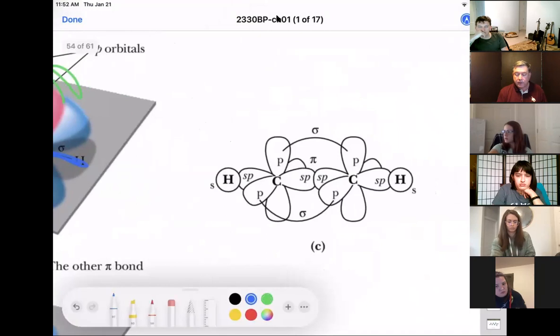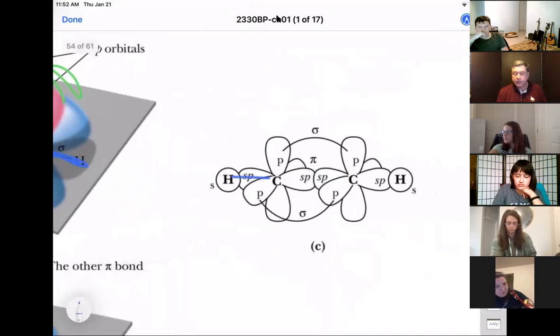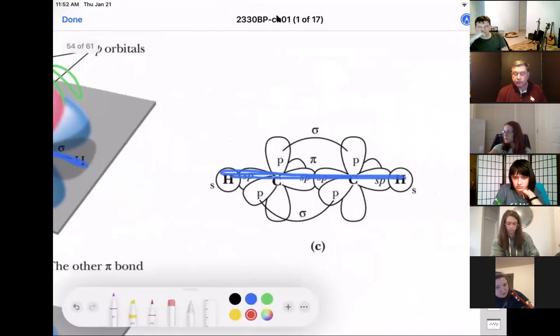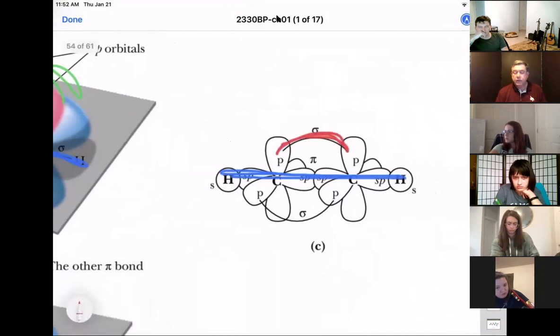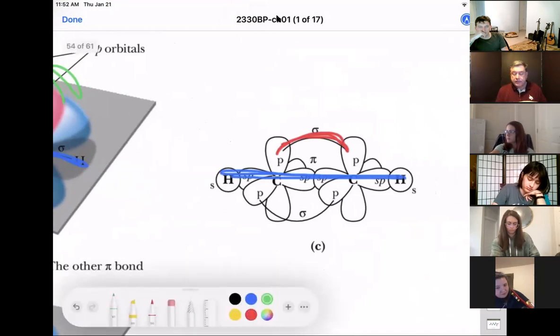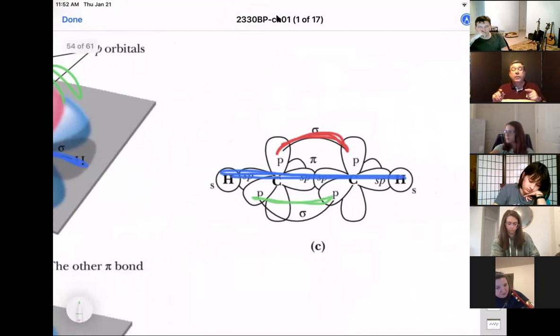Again, we have our sigma bonds with our hybridized orbitals going through the middle here. And we create our first pi bond with two of the p's that are lining up on the same axis. And we create the second pi bond with the two other p's that are aligned on the other axis. So now that generates a linear shaped molecule.